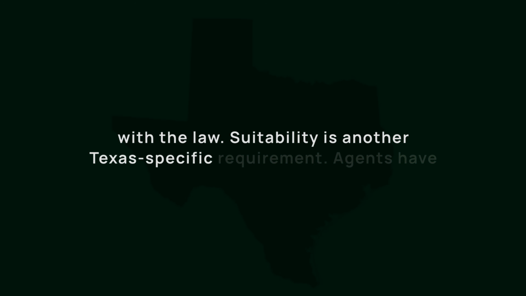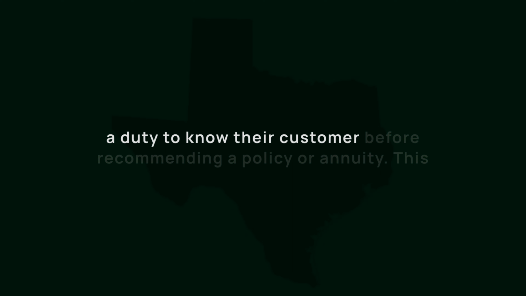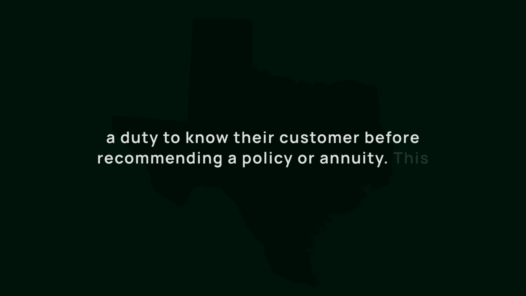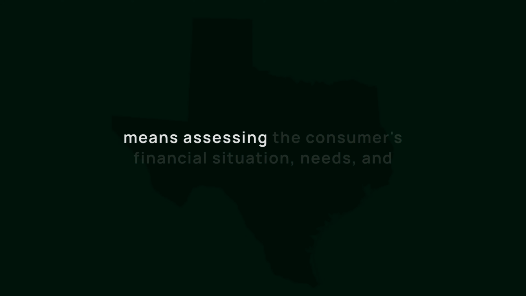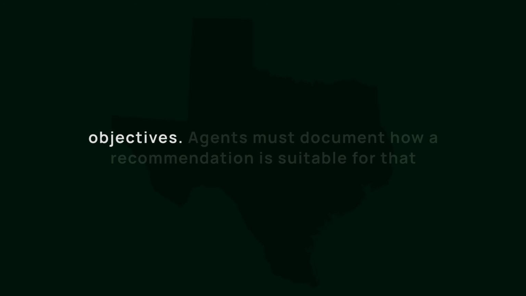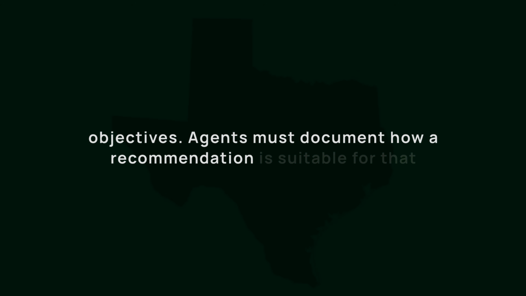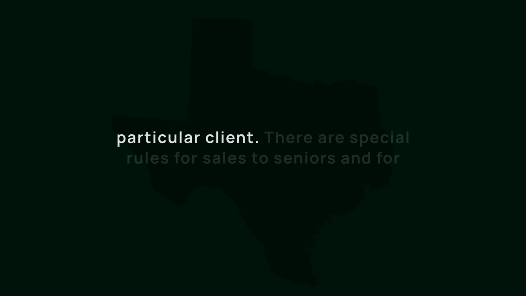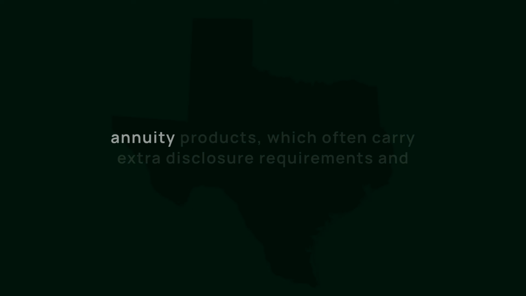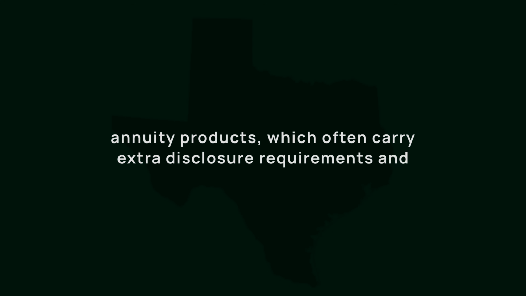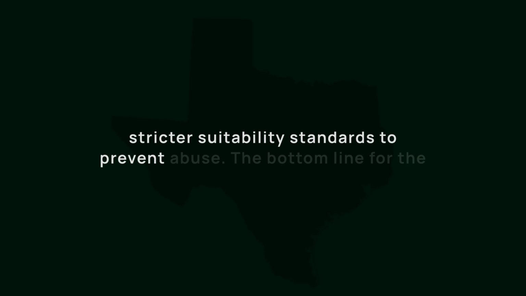Suitability is another Texas-specific requirement. Agents have a duty to know their customer before recommending a policy or annuity. This means assessing the consumer's financial situation, needs, and objectives. Agents must document how a recommendation is suitable for that particular client. There are special rules for sales to seniors and for annuity products, which often carry extra disclosure requirements and stricter suitability standards to prevent abuse.